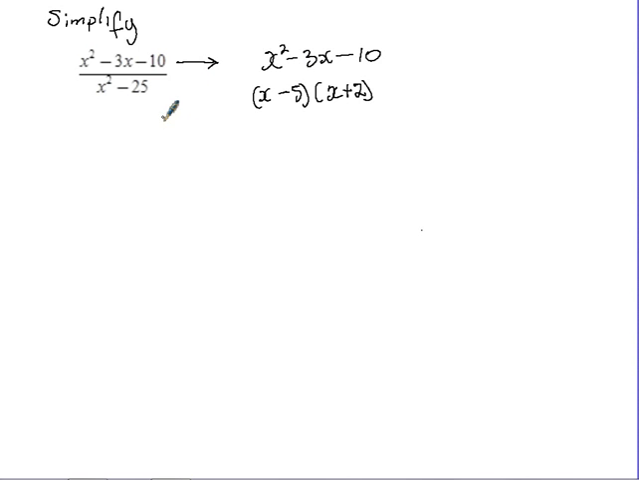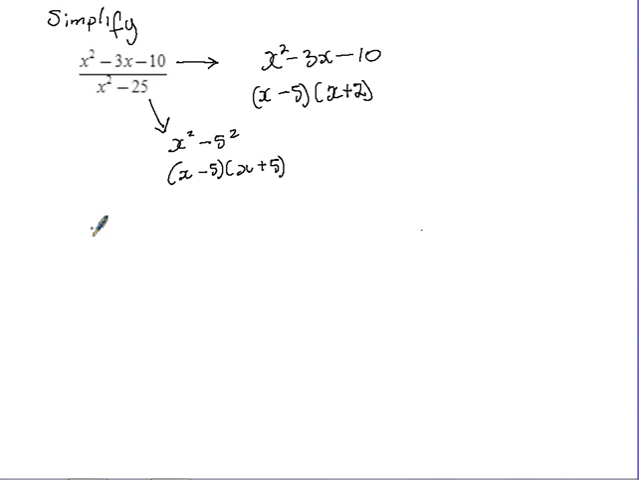And now I have to factorize the denominator as well. Now the denominator is the difference of two squares. The denominator is x squared minus 5 squared, right? So you know the formula you use to factorize this. Just use the identity. So we have x minus 5 times x plus 5. That's factorizing the denominator.